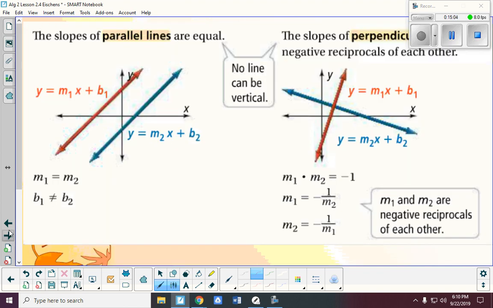All right, just a real quick review here. The slopes of parallel lines are equal. They're changing at the same exact rate, and the slopes of perpendicular lines are negative reciprocals of each other. So if the slope of this line were 2, the slope of this line would also be 2. If the slope of this line were 1/5, the slope of this line would be the opposite sign, so negative, and the reciprocal of 1/5 is 5/1.